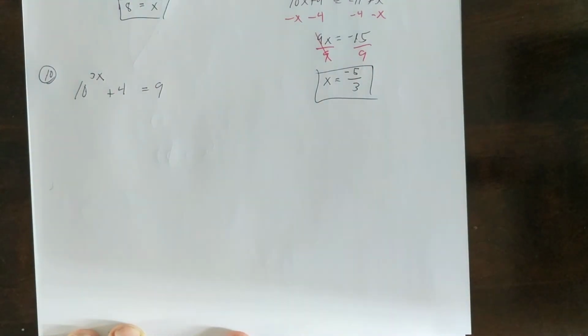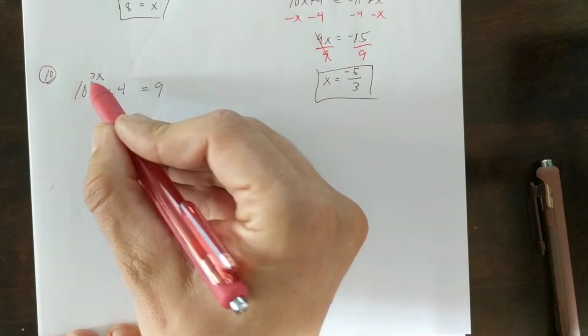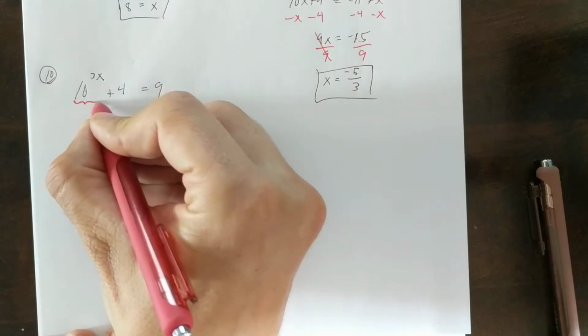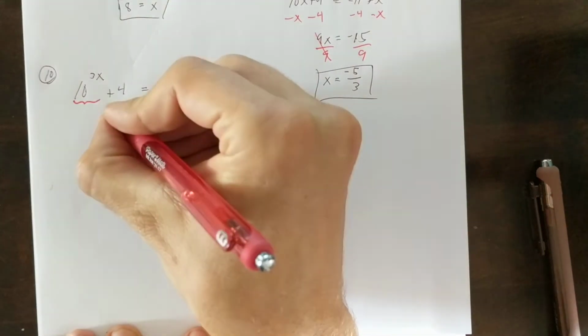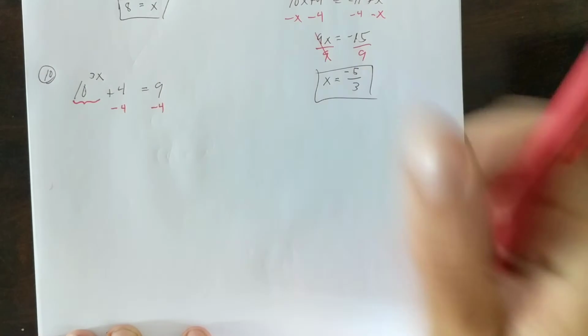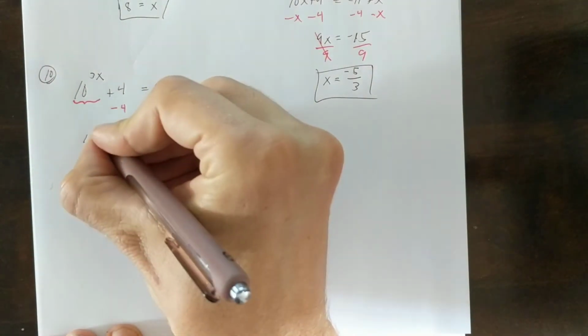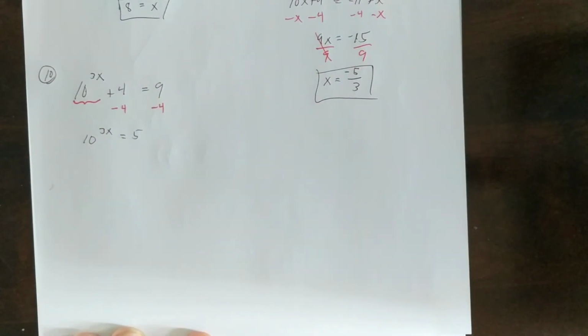Well, just like any other problem, what you want to do is isolate your variable, but our variable is inside of an exponential. So we actually are going to isolate just the exponent. Okay, so that's the exponential. 10 to the power of 3x, that's the exponential. So to isolate it, I am first going to subtract 4. When I subtract 4, I'm going to get 10 to the power of 3x, and that's going to equal 5.